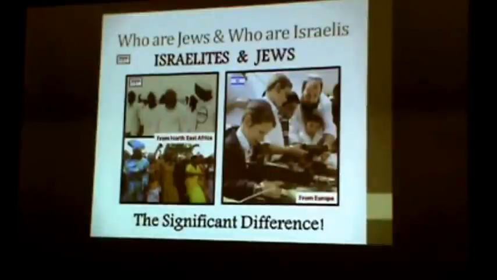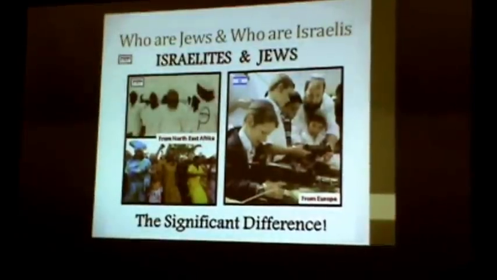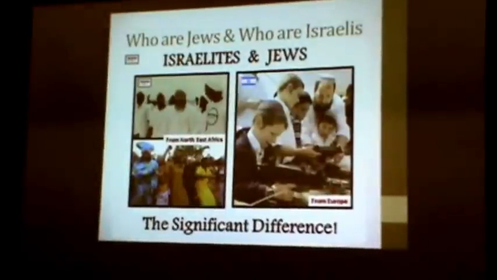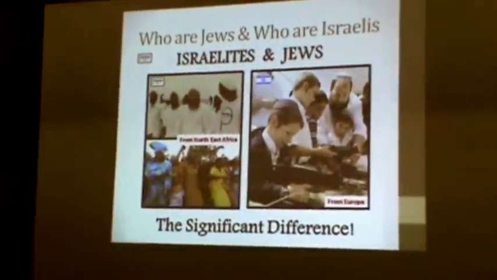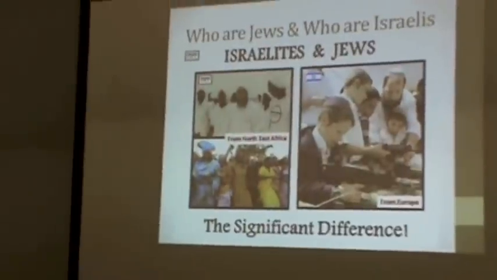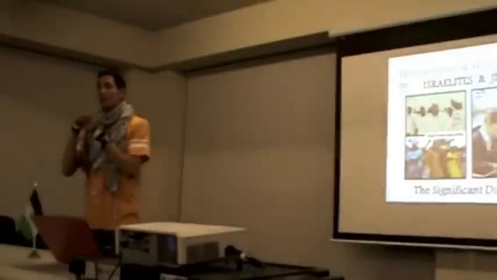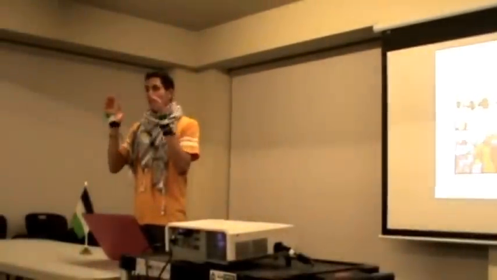Who are Jews and who are Israelis? Do you think there is a difference between Jews and Israelis? What do you know about Jews and what do you know about Israelis? Do you have any general clue or idea? Jews, the religion. If you are a Jew, you're a religious guy. Israelis, that means like Israel Jew. The religion of Israelis is Jewish? Judaism? Jew is an ethnic group. Okay.